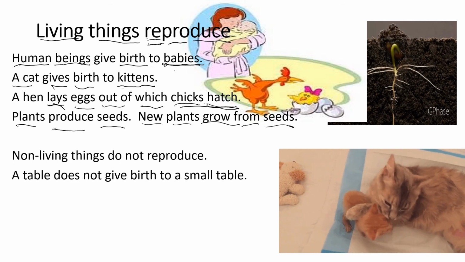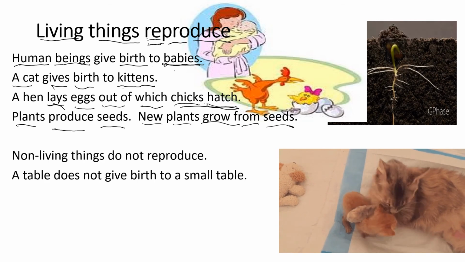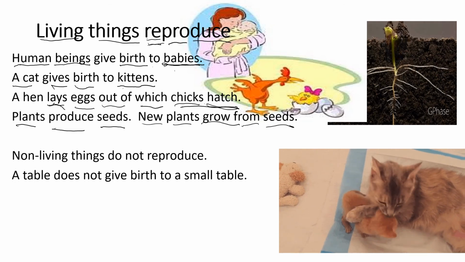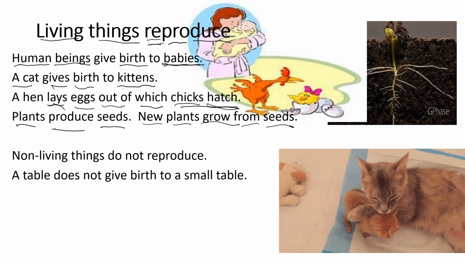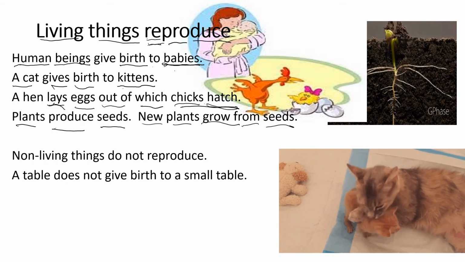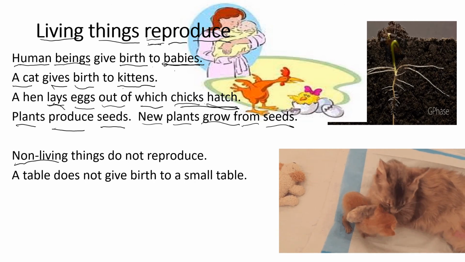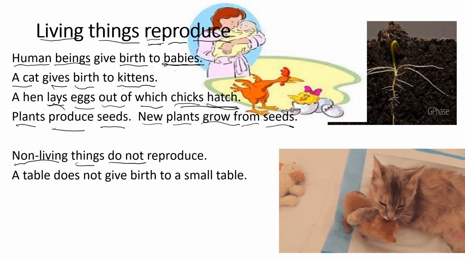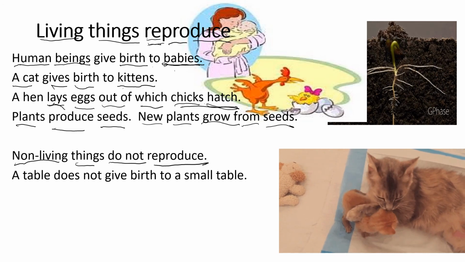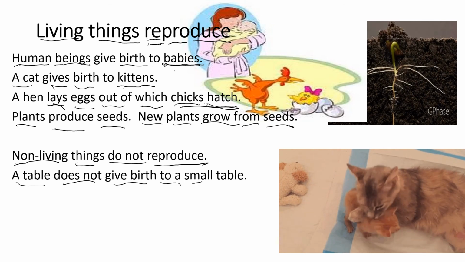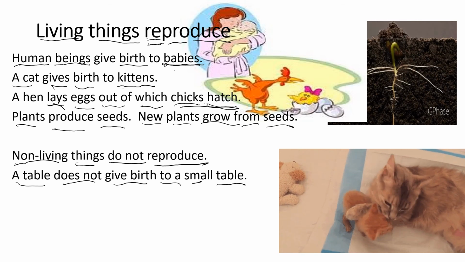Now, what do we say about non-living things? Non-living things do not reproduce, children. Have you ever seen a chair giving birth to another chair? Or reproducing another chair by itself? No. A carpenter has to make another chair for you. So children, the feature of non-living things is, non-living things do not reproduce. Let's read the sentence out. Non-living things do not reproduce. A table does not give birth to a small table. I hope these features have been clearly understood by you.